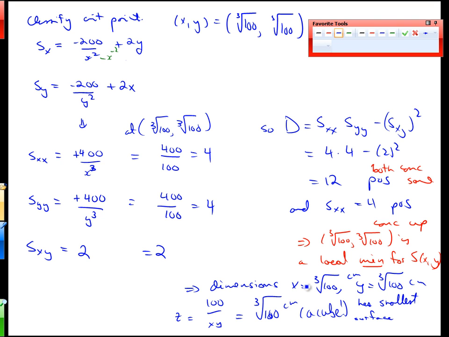So that's a start to finish word problem where we have to define the functions ourselves and then use all the techniques of critical point detection and then critical point analysis with the second derivative test to classify the critical points.